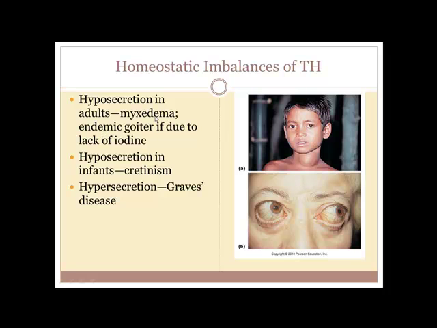With hyposecretion, you could have myxedema, or you could have a goiter. So this little boy has a goiter. The reason why they get a goiter is there's a lack of iodine, and the thyroid gland's trying to swell up because you're getting more thyroglobulin, but you're not getting any more iodine. Or you could have cretinism.